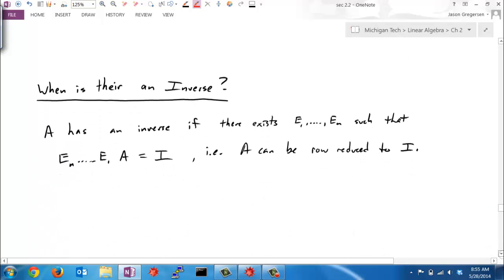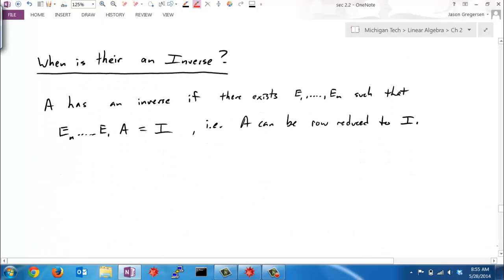The last part says, when is there an inverse? And we kind of saw one justification of that already. We were able to find these elementary row operations, the elementary matrices, that would allow us to row reduce to identity. So that's one characteristic here, that we can row reduce to identity. So I can take A, do my row reduction process, and I get to this thing.